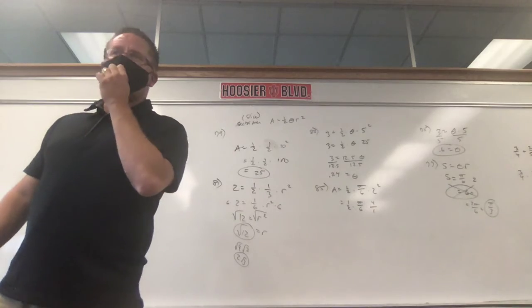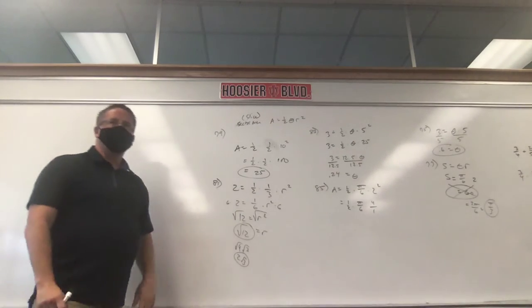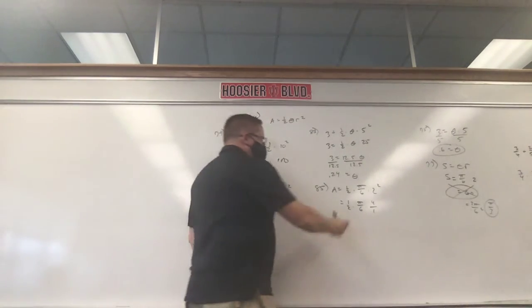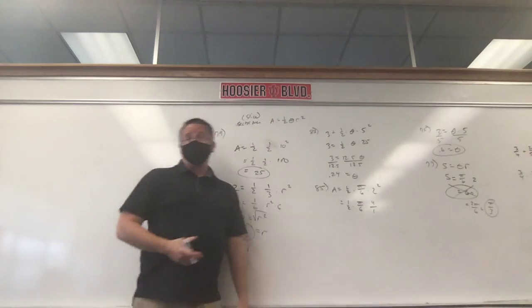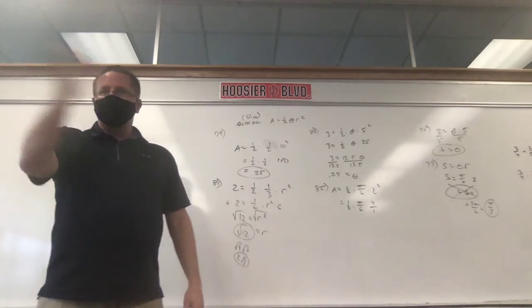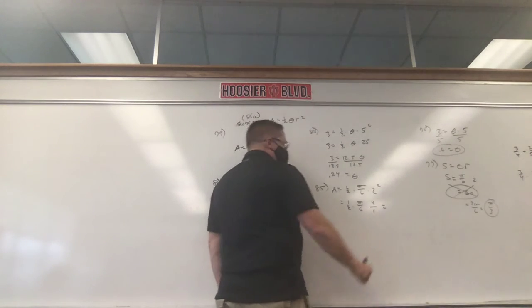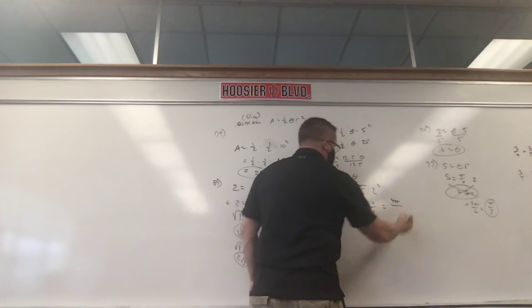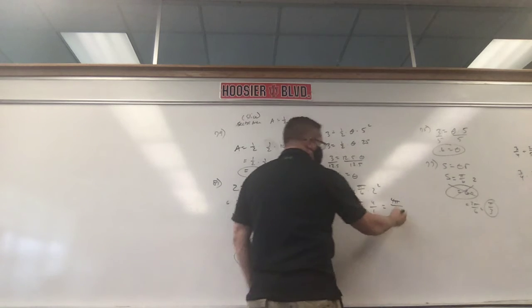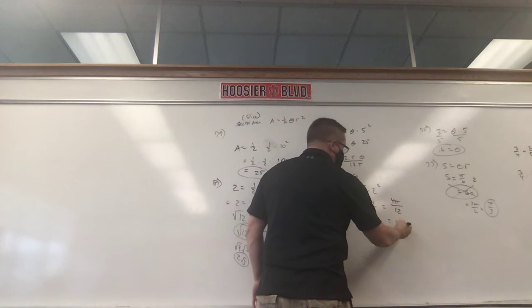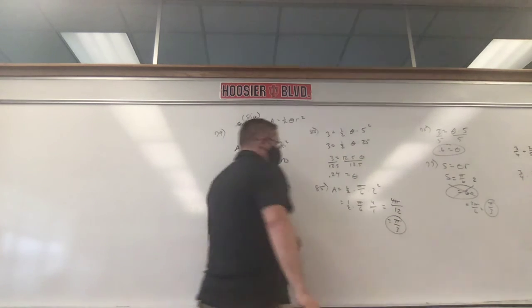You don't need one when you're multiplying. You don't need a common denominator when you're multiplying. If you're curious, the common denominator for 1, 2 and 6 is 6, but you don't need one. Just multiply your tops, multiply your bottoms. So 1 times pi times 4 is 4 pi, and 2 times 6 times 1 is 12. And 4/12 is 1/3.